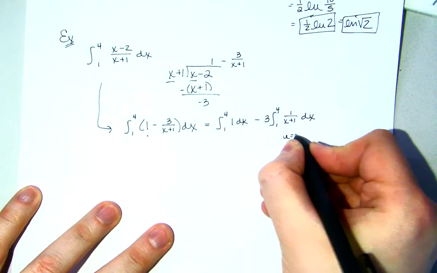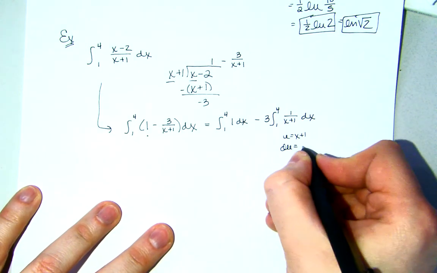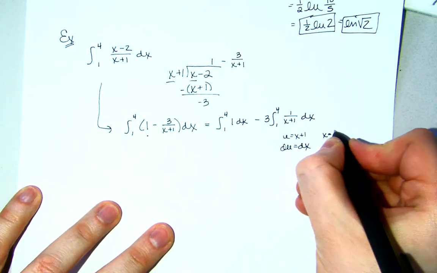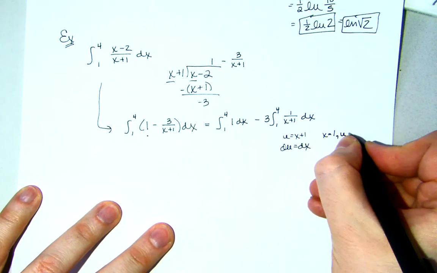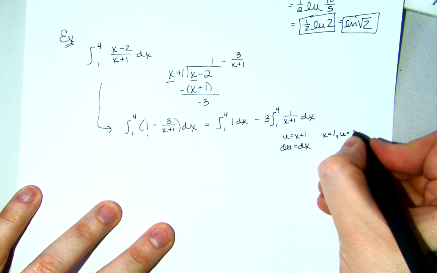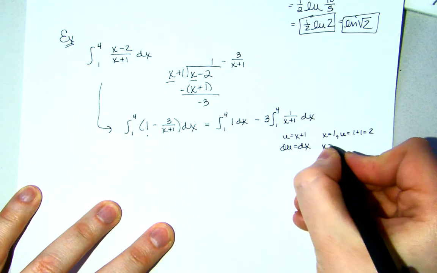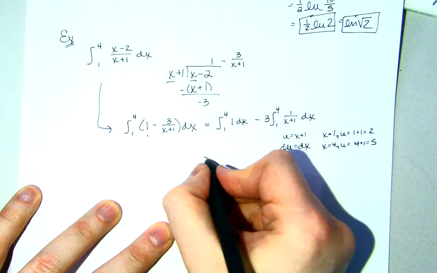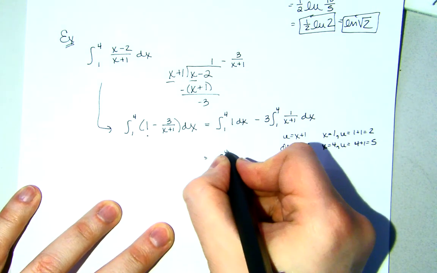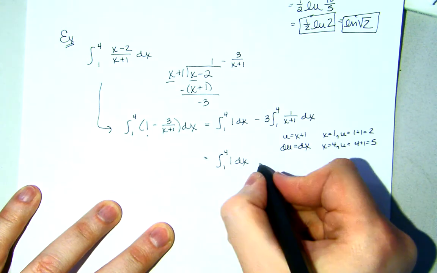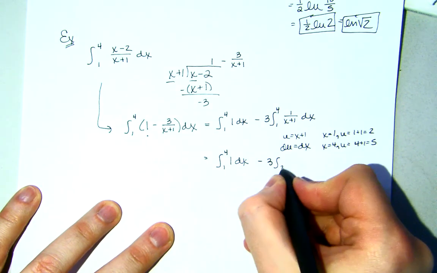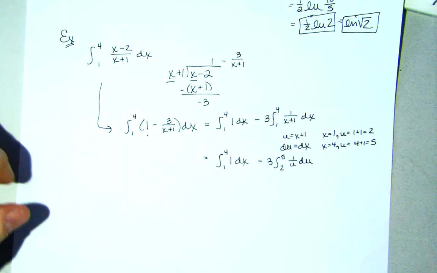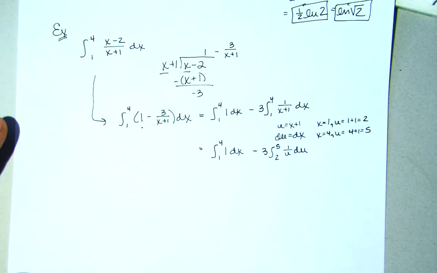du. dx. And we're going to need to change those limits. 1 will become what? 2. And 4 will become? So we have problems here with two different sets of limits. I'm going to integrate 1 dx from 1 to 4 minus 3 times the integral from 2 to 5 of 1 over u du. Because that u substitution just applied to that 1/2 part of the problem.